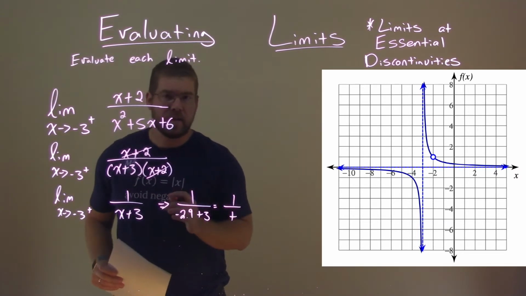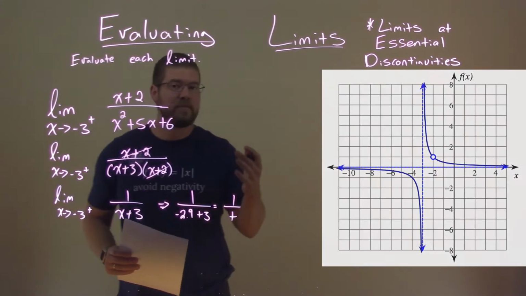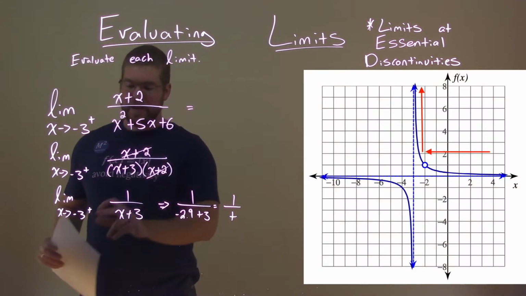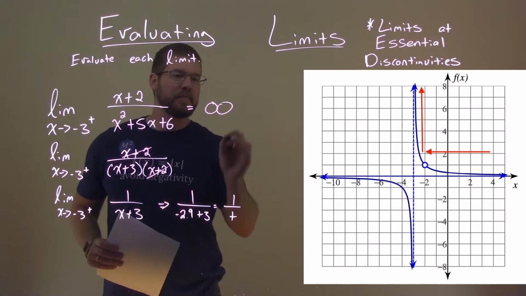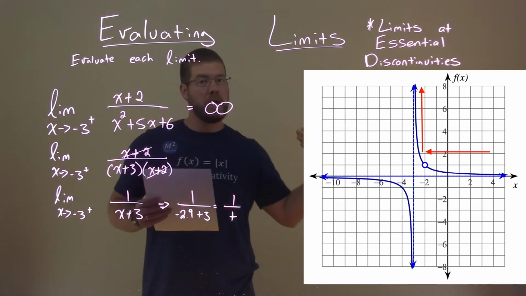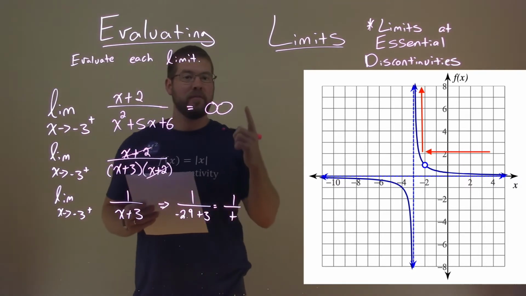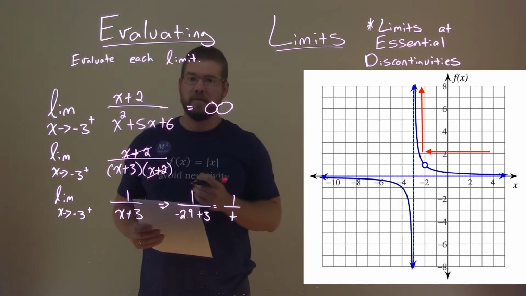What does that tell us? That tells us that we're actually approaching a positive infinity when we approach -3 from the right. So we have positive infinity right here. And so we can see in the graph here, as we approach -3 from the right, we're going to positive infinity. And so our limit here and the final answer is positive infinity.